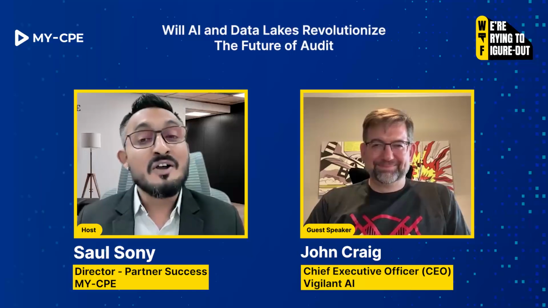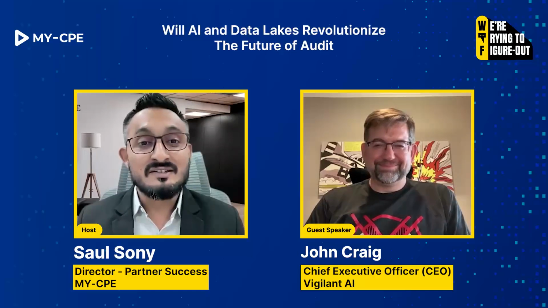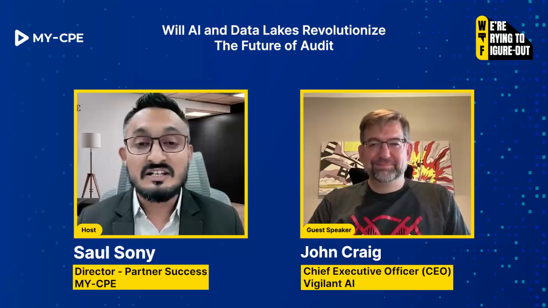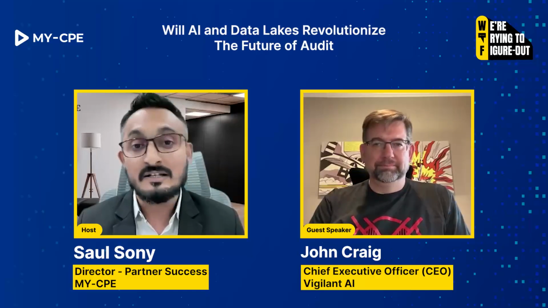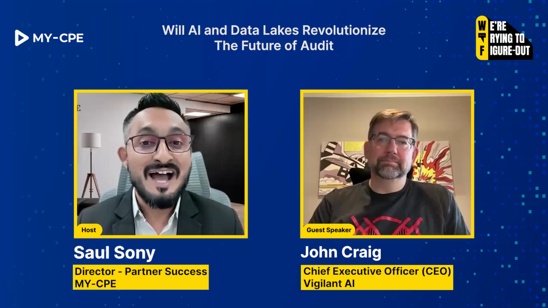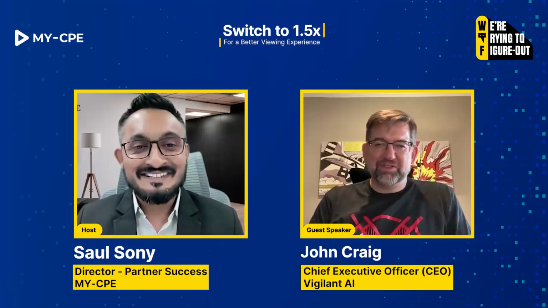Welcome to today's episode of We're Trying to Figure Out. I'm your host, Saul, and today we are diving into how artificial intelligence is reshaping the world of auditing. Joining us today is John Craig, CEO of Vigilant AI, a leading company helping firms streamline their financial data management and audit processes through AI. John, it's great to have you on the podcast. Thanks for having me, Saul.